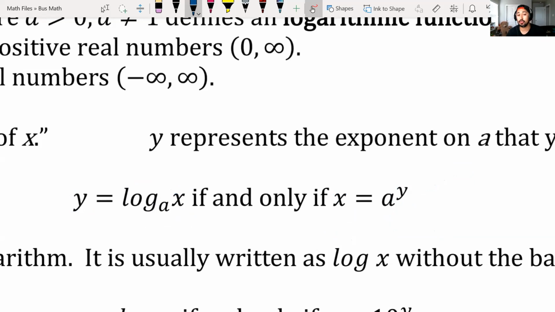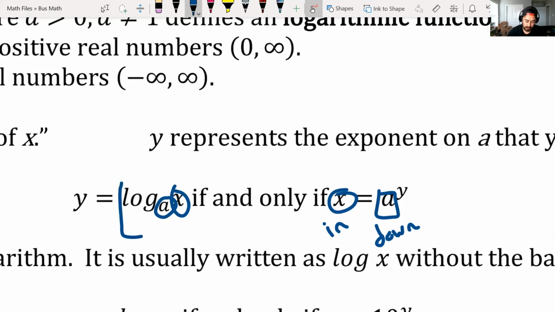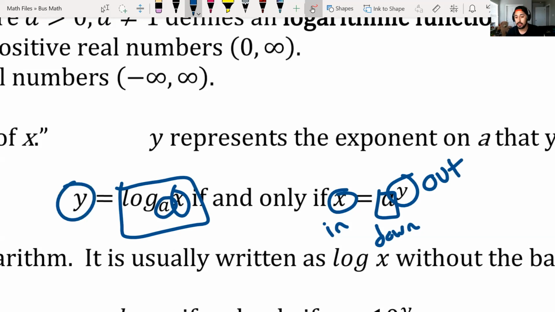To go from exponential to logarithm, this base of a goes down, which means it comes over here on the log. This x goes inside the log, which is right here, giving me log base a of x. And then this exponent of y goes outside the log, which is here. So to go from exponential to log, you go down and out.